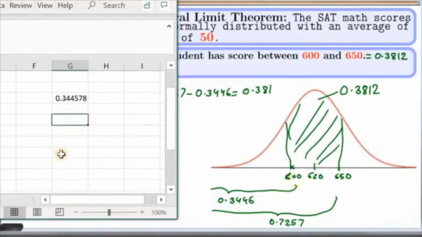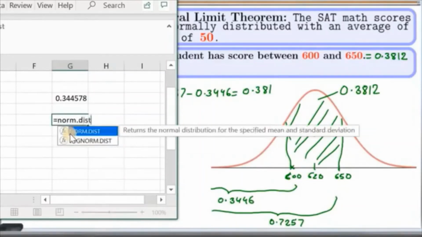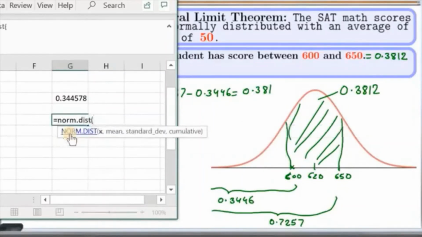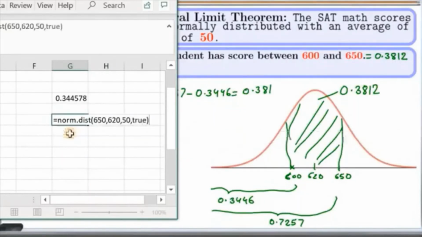Now let's find the area to the left of 650. So for that, type in equals, then type in NORM.DIST, then put parentheses. Our X here is 650, the mean is 620, then the standard deviation is 50. And again, here we are trying to find the cumulative area up to 650. So we will be typing true, or you can simply type 1, then hit enter.